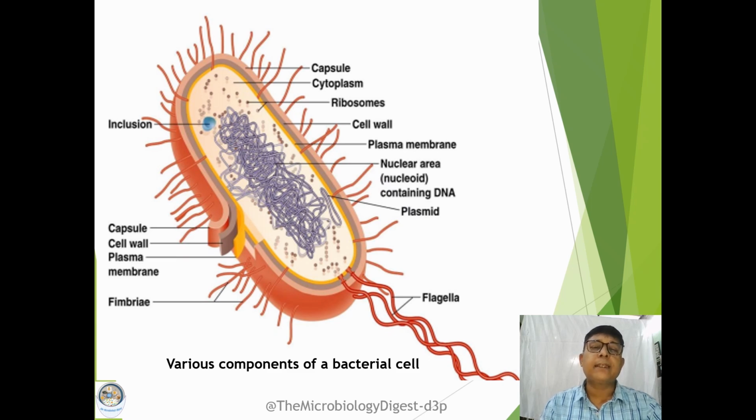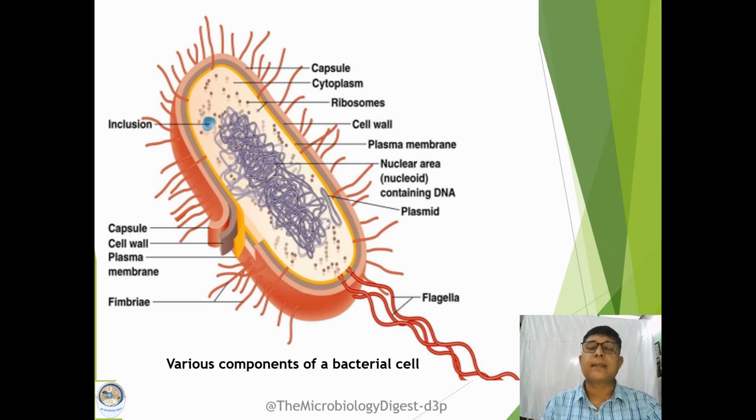Then coming to the next component, it is the cell wall. The cell wall is the external covering in most of the bacteria. The next covering is the cytoplasmic membrane, or plasma membrane. It can be said as cytoplasmic membrane, plasma membrane, or cell membrane. These two are the membranous structures which are present in bacteria.